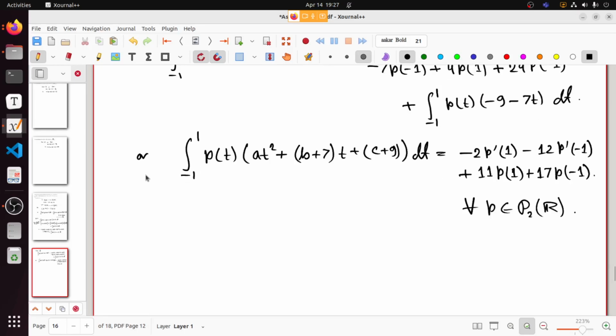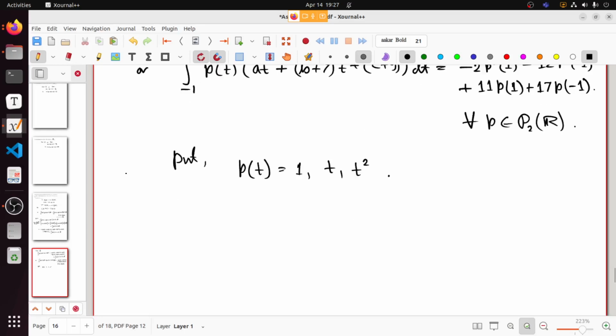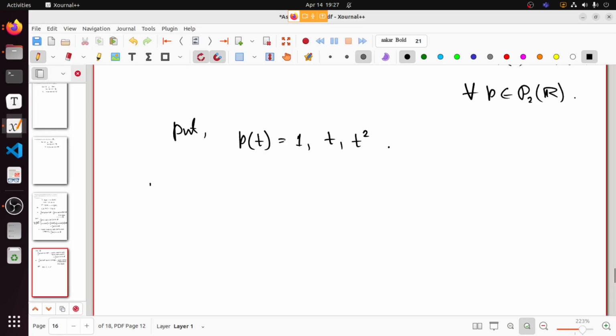This is simplified, right? So here we will put p(t) equals 1, t and t square. So the first one, the left hand side, what will it be?